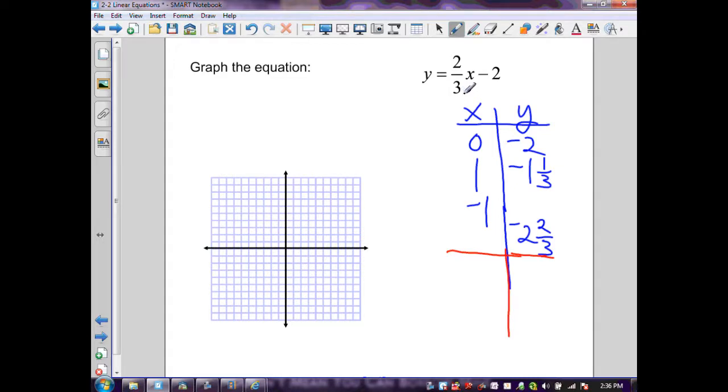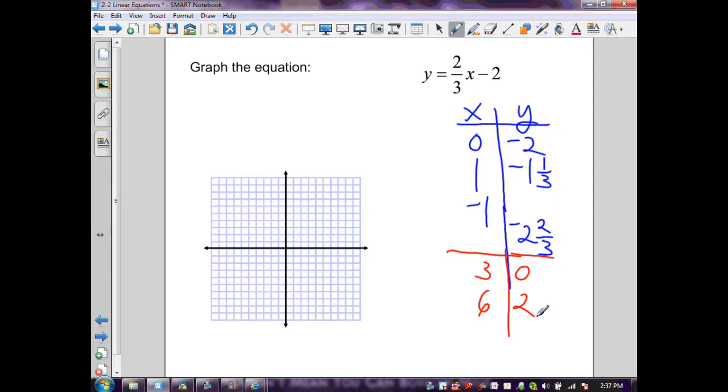So I'll show you a couple of them. When I substitute in a 3, 3 divided by 3 is 1, 1 times 2 is 2, 2 minus 2 is 0. And notice when I do use multiples of the denominator, the fraction dumps out. 6 divided by 3 is 2, 2 times 2 is 4, 4 minus 2 is 2. All input values are acceptable as long as I do the correct math procedures to get the correct output values.